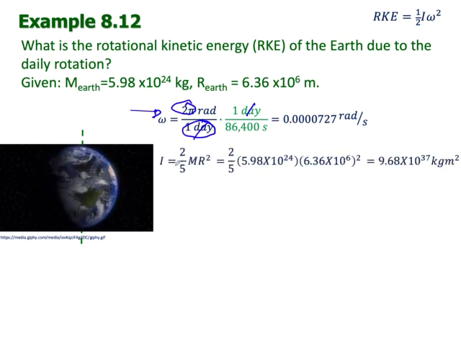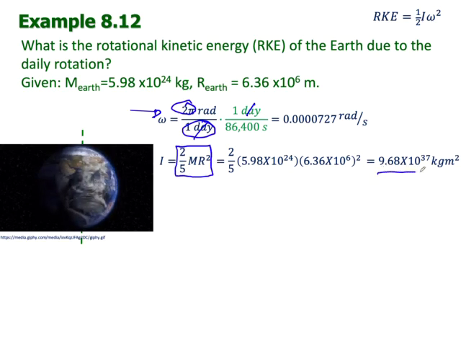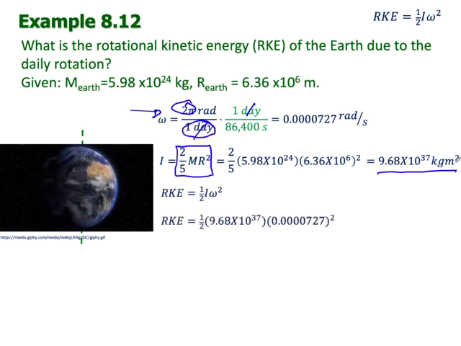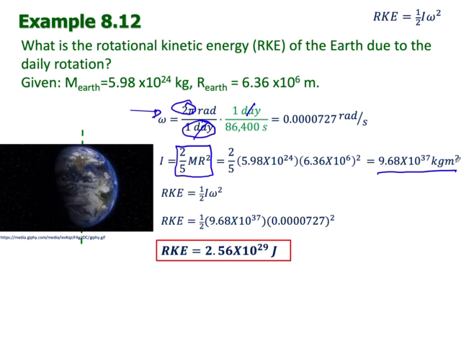Next piece, we need the rotational inertia. Well, the rotational inertia of a solid sphere is 2/5 mr squared. Where's that from? From that table in your chapter. Plugging in the numbers, you get the rotational inertia of the Earth, which is incredibly large. Last step, just a plug and chug, 1/2 I omega squared. And if you plug that in, you get a ridiculous amount of energy stored in the rotation of our planet, 10 to the 29th joules of rotational kinetic energy.